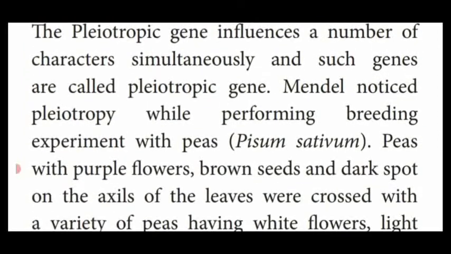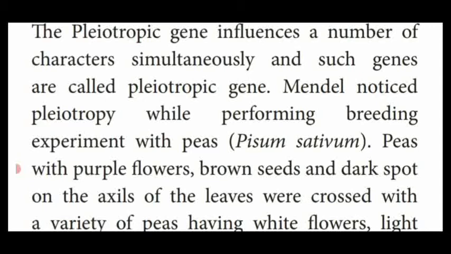What is a pleiotropic gene? A pleiotropic gene influences a number of characters simultaneously. That means at the same time, it controls multiple characters by a single gene. Such genes are named as pleiotropic genes. This is another important 2 mark question.